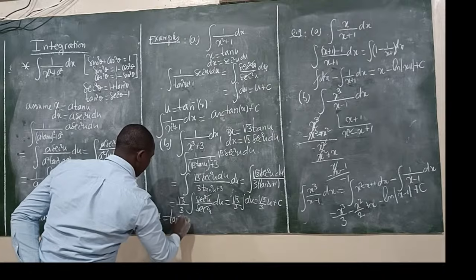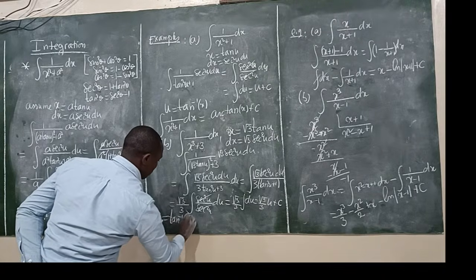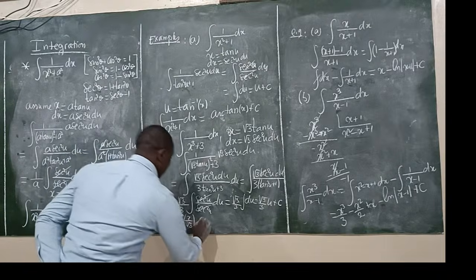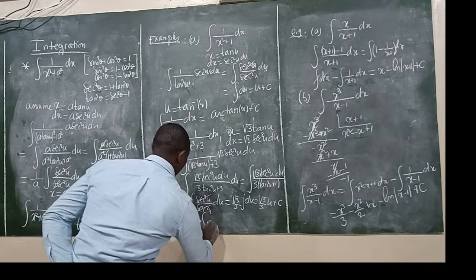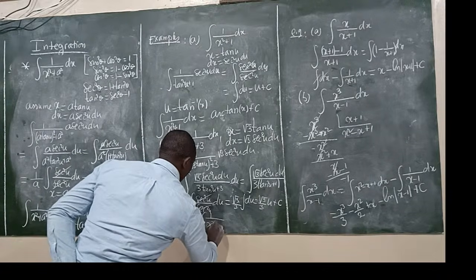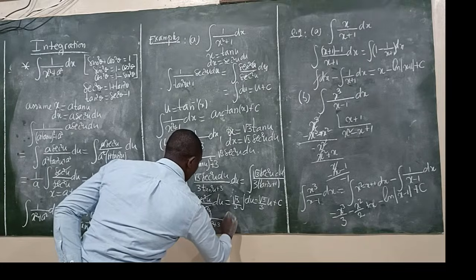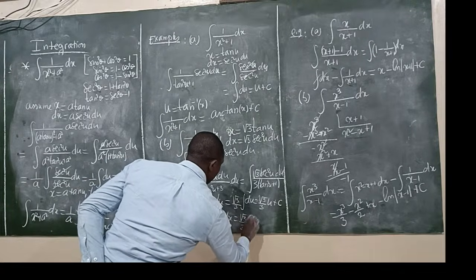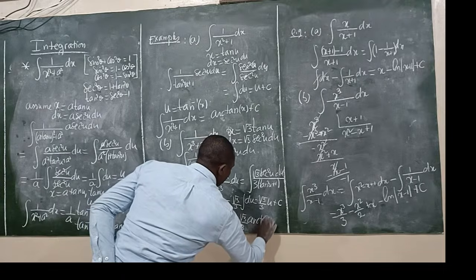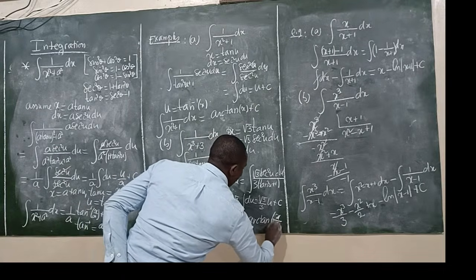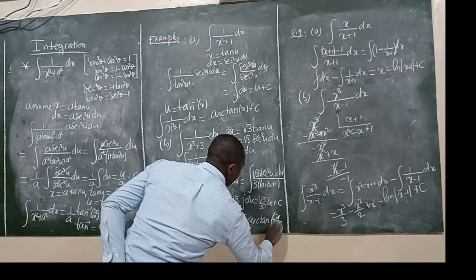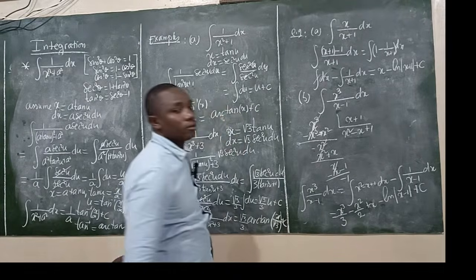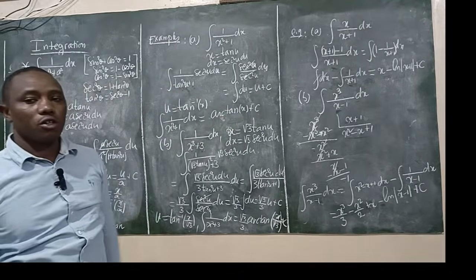inverse of x by root 3. So the integral of 1 by x squared plus 3 dx is equal to root 3 over 3 times the arctangent of x by the square root of 3, plus a constant of integration.